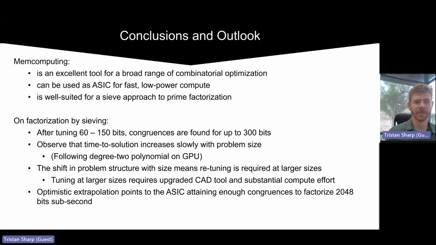So if you insist on fitting a polynomial, it's degree-two polynomial, and it looks like quite a nice fit. The shift in the problem structure with size means you have to keep retuning, and that's going to require upgraded CAD tools and substantial compute effort. But extrapolating these trends points to the ASIC getting enough congruences to factorize 2048-bit numbers extremely quickly.